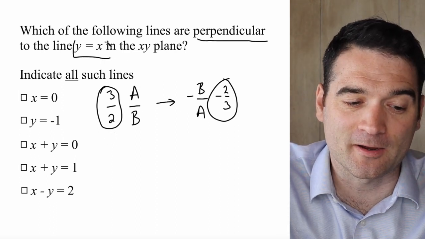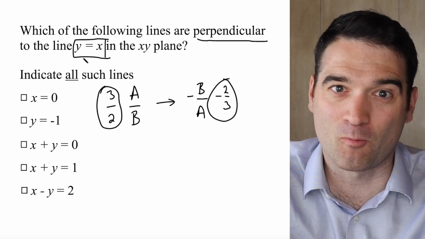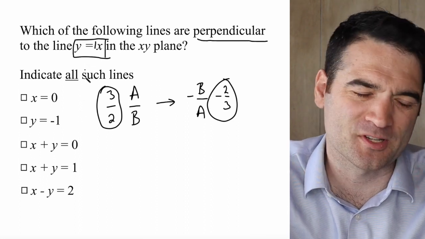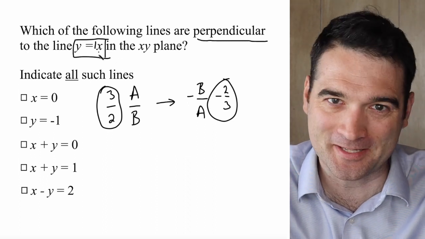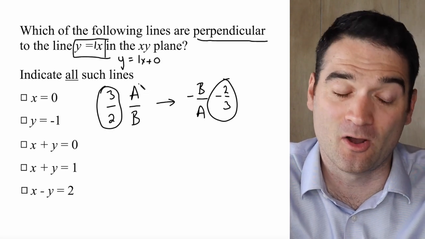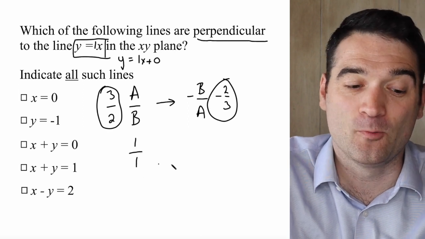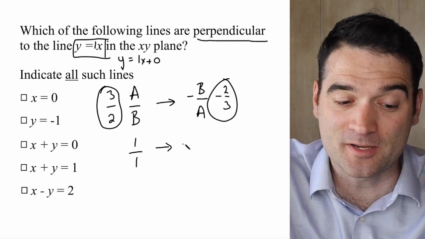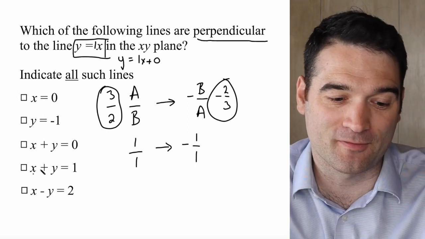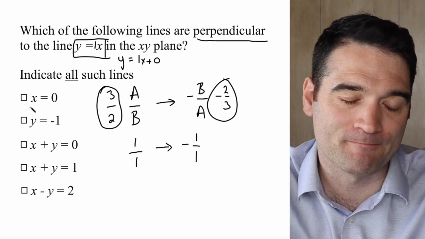Let's take a look at this line right here, y equals x. What's the slope of that line? Well, if it's in the form y equals mx plus b, which it is, we know that the slope of this line is 1. There's an invisible 1. So if we really wanted to write this out in the proper form, we could say this is y equals 1x plus 0. Okay, so the slope of this line is 1. In other words, 1 over 1, which means that the negative reciprocal is going to be negative 1 over 1. So we need a line, or whatever lines we can find, where the slope is negative 1 over 1, or negative 1.